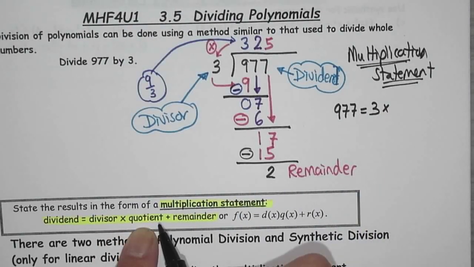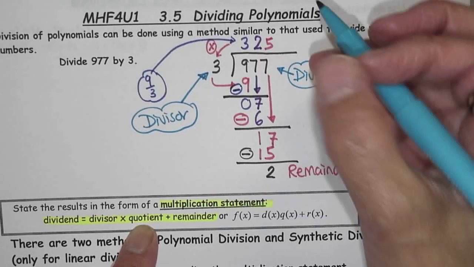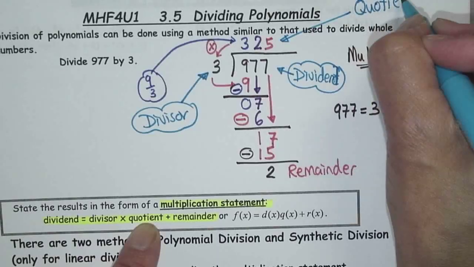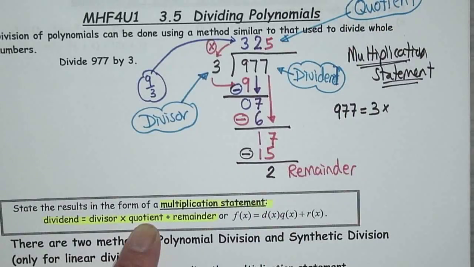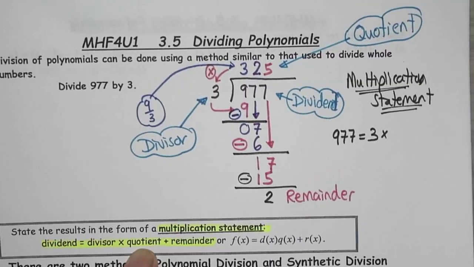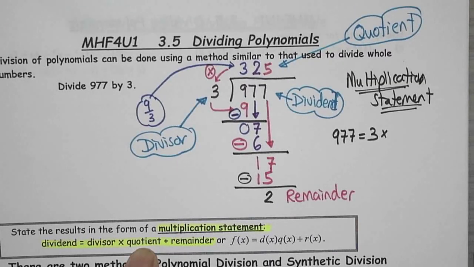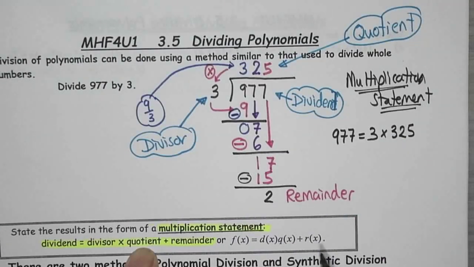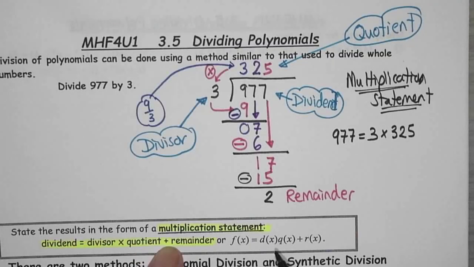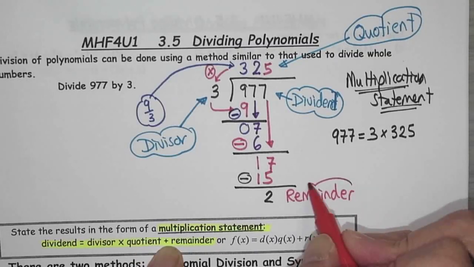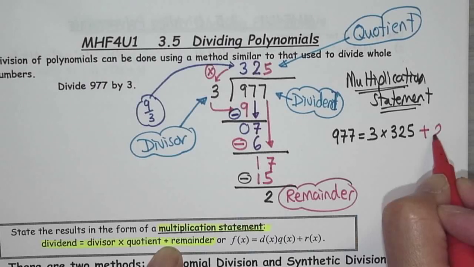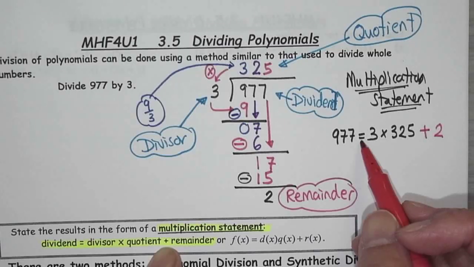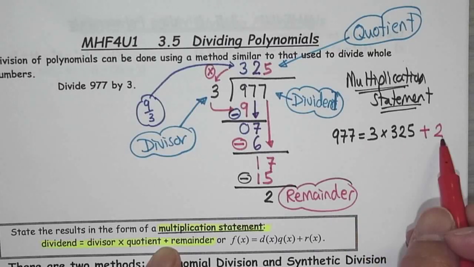times the quotient. The quotient is this end part here, so times the quotient, which is 325. You could use a bracket. You don't have to use a times symbol. And then plus the remainder, and my remainder is right here, so plus 2. So to check this answer, I would go 3 times 325 plus 2.